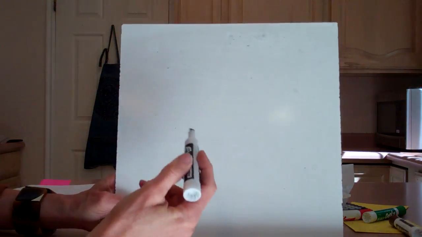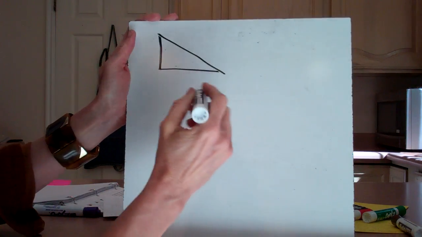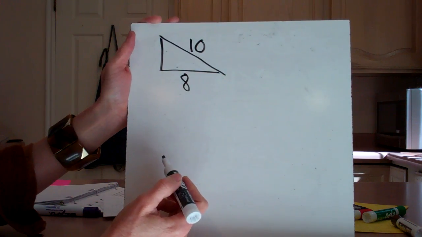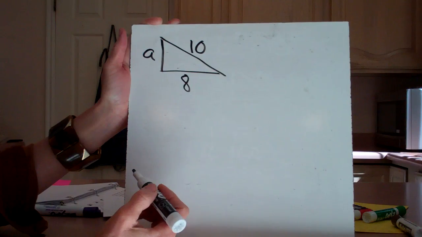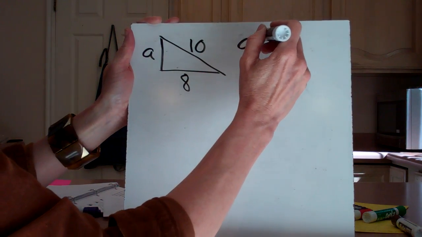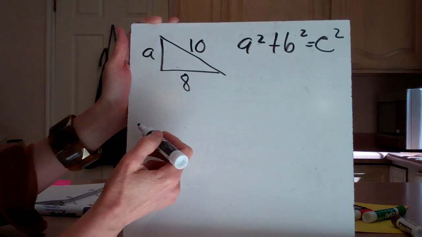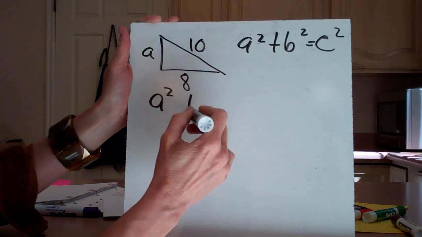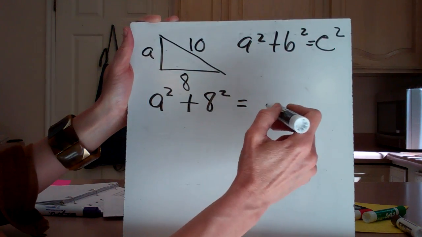Let's move on in this example. We're going to give you a new assignment. Let's say we're given another right triangle. We're given one leg is 8 and the hypotenuse is 10, but we don't know the other leg. We can call this leg a. We still will solve it the same way: a squared plus b squared equals c squared. Let's put it into the same exact formula. a squared plus 8 squared equals the hypotenuse squared.